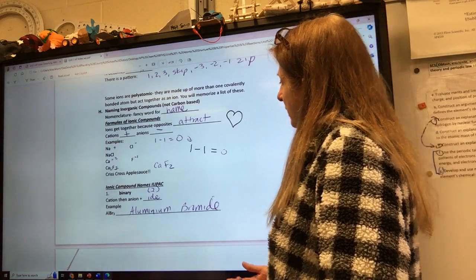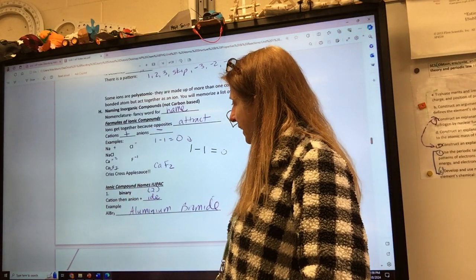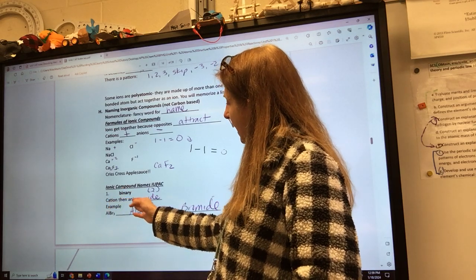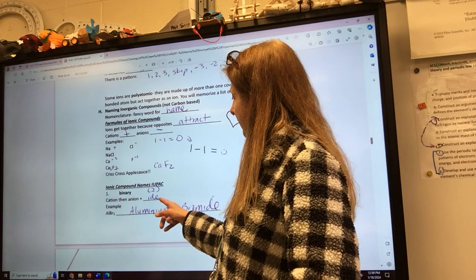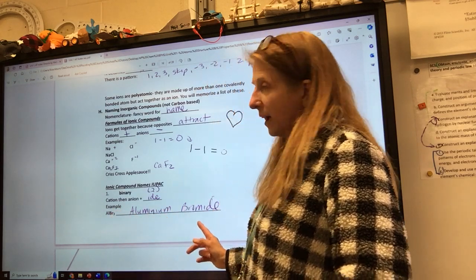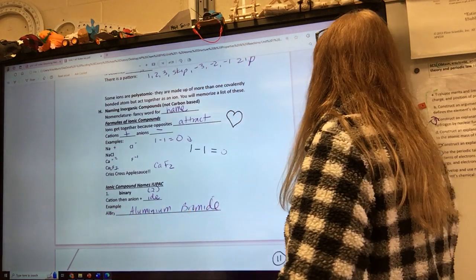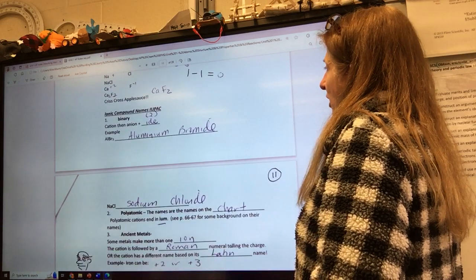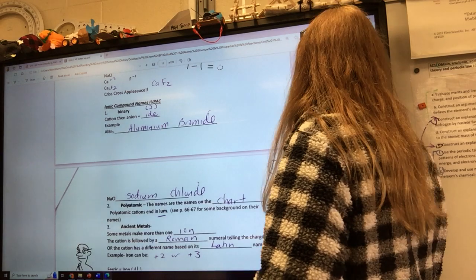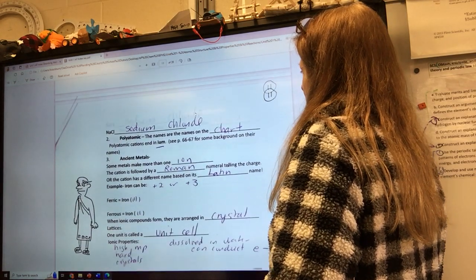Ionic, how to name it. If it's got 2 things, it's binary. That's the cation, just its regular name, then the anion where you change the ending to "ide." For example, aluminum bromide. Not aluminum bromine, aluminum bromide. Everybody remember that from honors? Good. Okay, and then NaCl, sodium chloride.